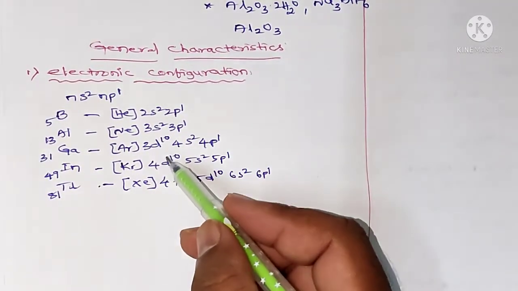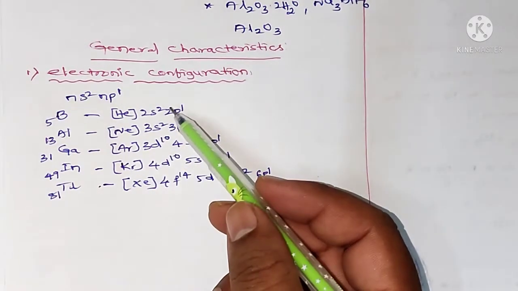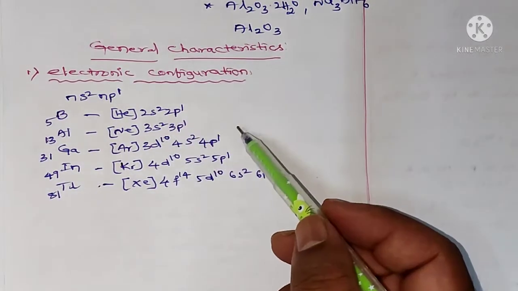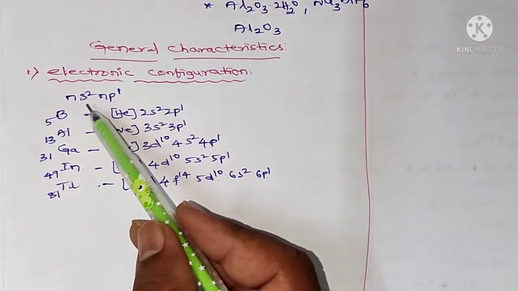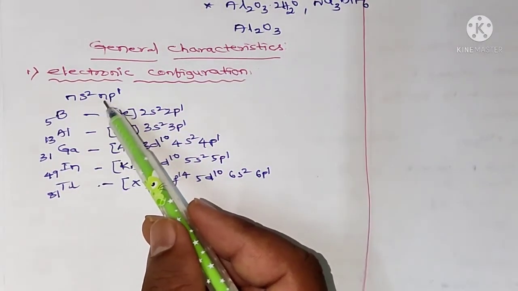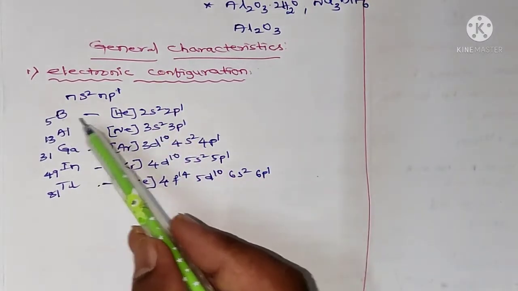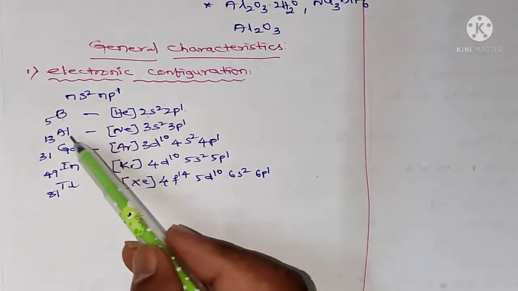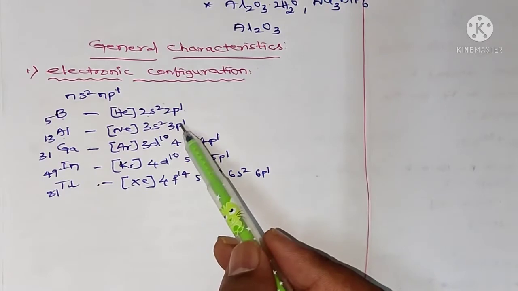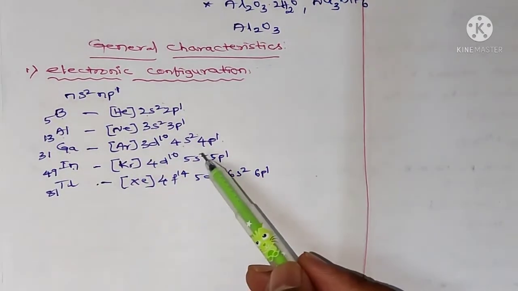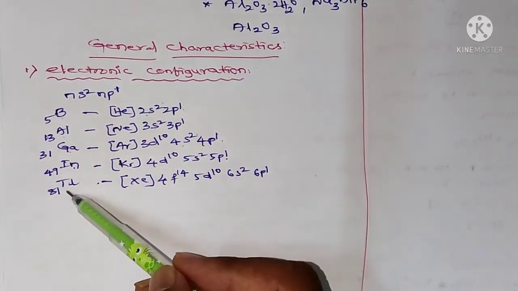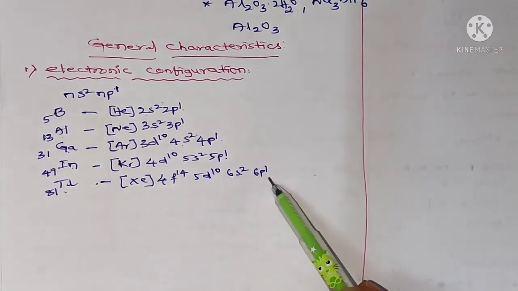So this is the electronic configuration of 13th or third A group elements. The general outermost electronic configuration of the 13th group is ns2 np1. So for boron 2s2 2p1, next aluminium 3s2 3p1, next gallium 4s2 4p1, indium 5s2 5p1, thallium 6s2 6p1.